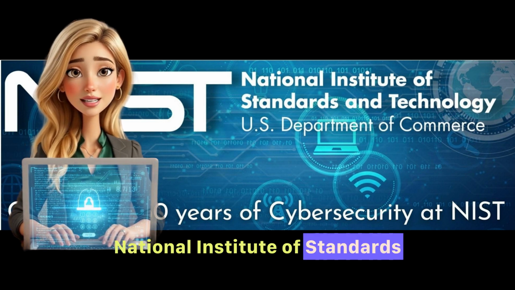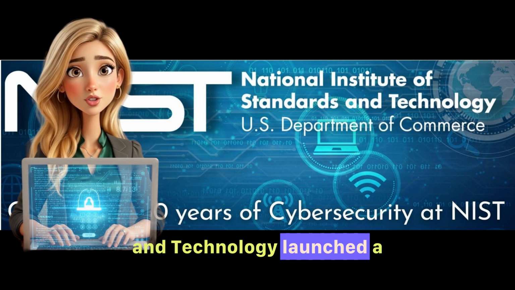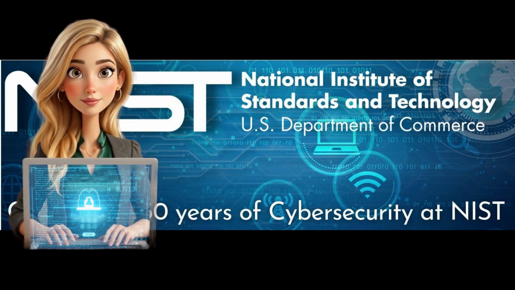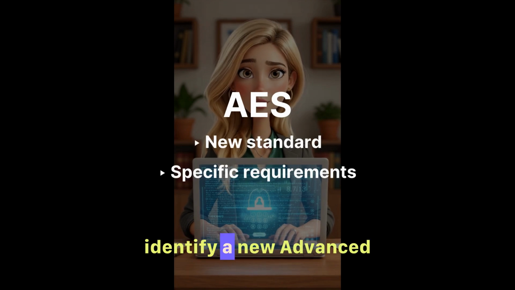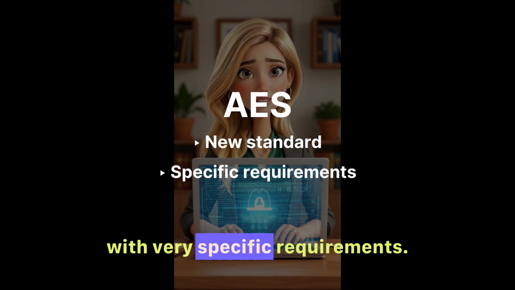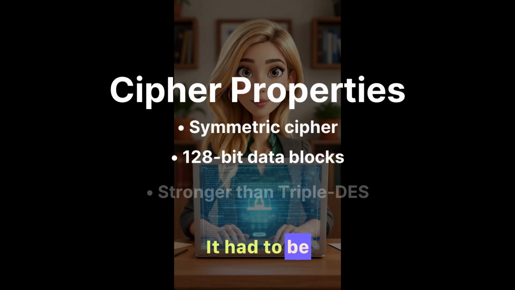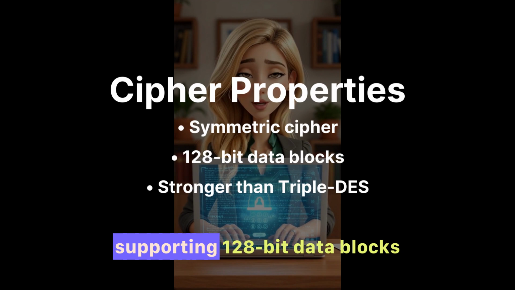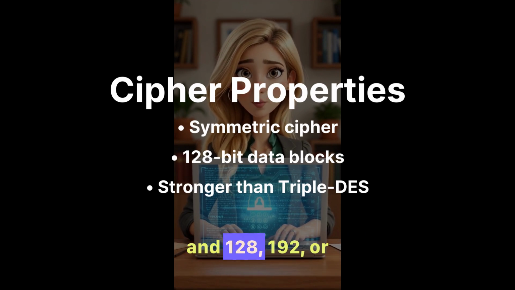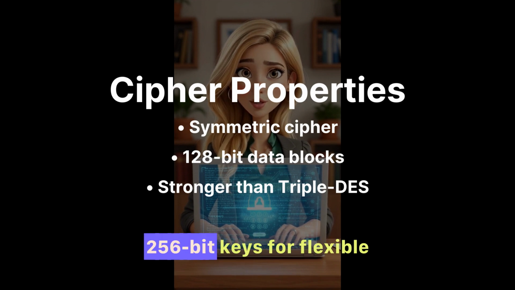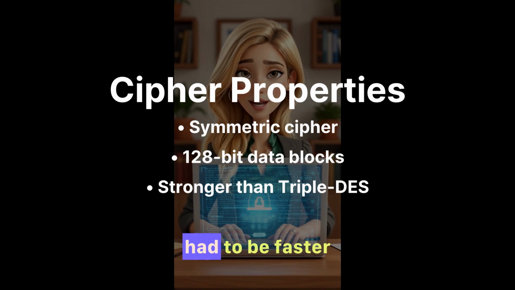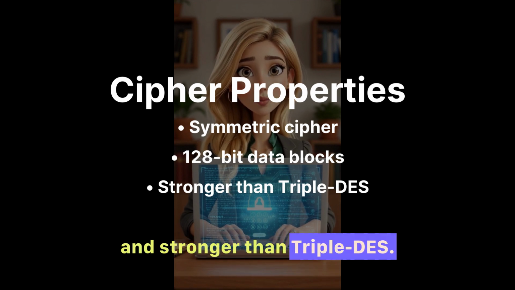To find this replacement, the U.S. National Institute of Standards and Technology launched a global competition between 1997 and 2000. The goal was to identify a new advanced encryption standard, or AES, with very specific requirements. It had to be a symmetric block cipher, supporting 128-bit data blocks and 128, 192, or 256-bit keys for flexible security levels, and it had to be faster and stronger than Triple DES.